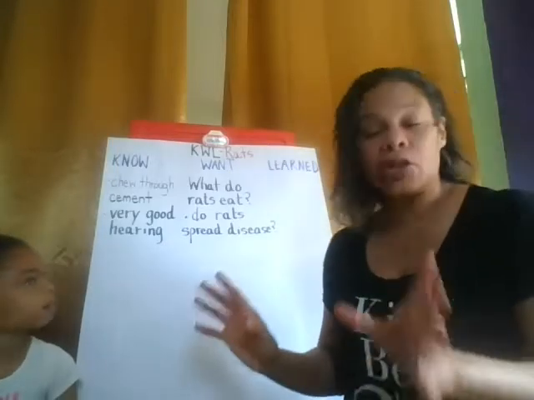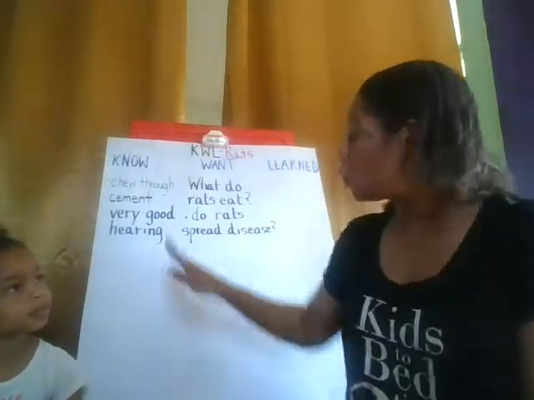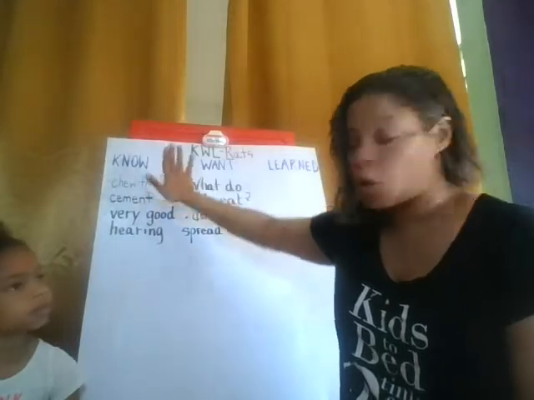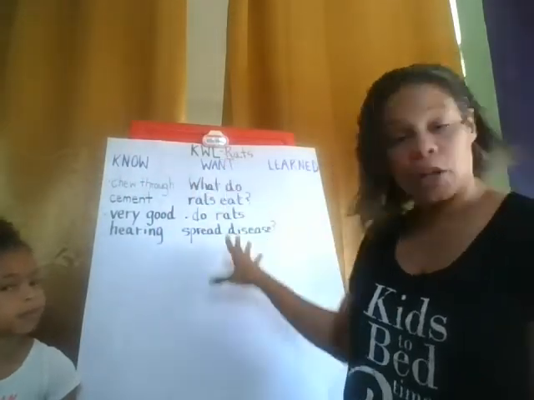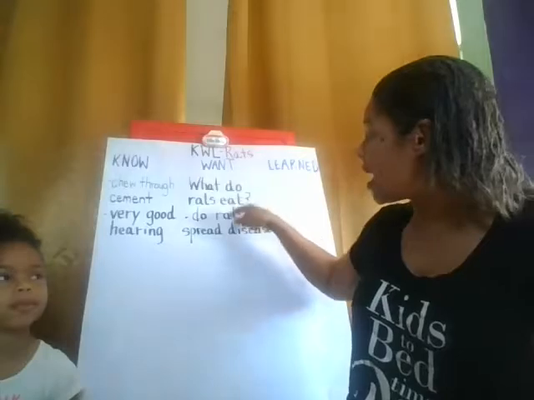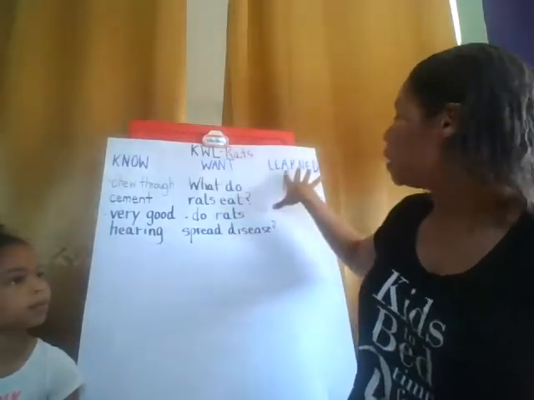So this reading strategy tells us what we already know, activates our prior knowledge. What do we already know about something? What do we want to know? And as we're listening, we can see if these questions get answered. And then at the end, we're going to write what we learned.